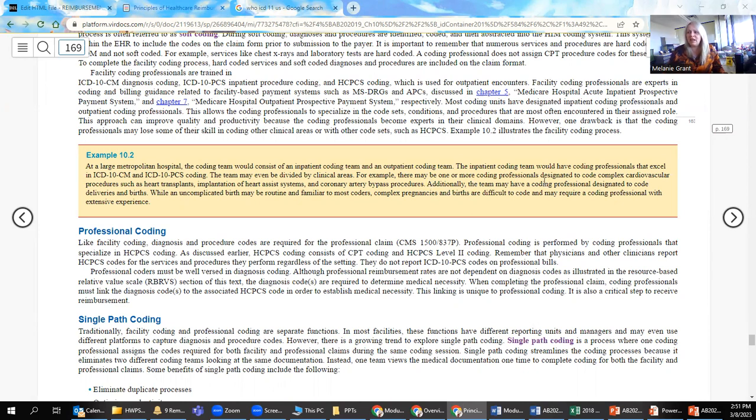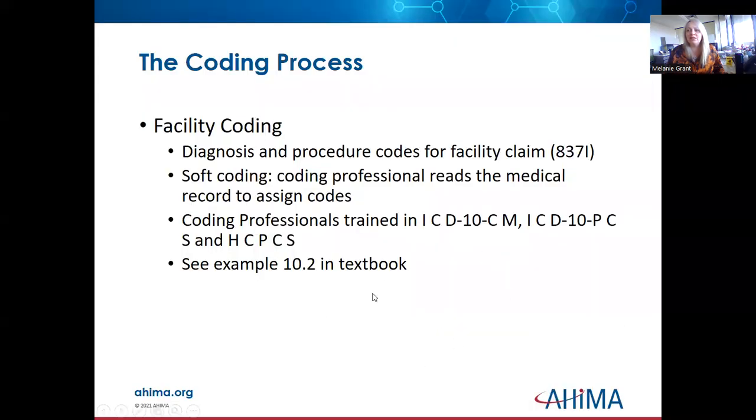An additional team may have coding professionals designated to code and deliver births. While an uncomplicated birth may be routine and familiar to most coders, complex pregnancies and births are difficult to code and may require coding professionals with extensive experience. This is especially true in medical groups. I've worked with a couple of different areas and I've seen it myself where different providers' specialties are given to different coders. As coders, they may have 2 or 3 specialties specific to their knowledge and training.